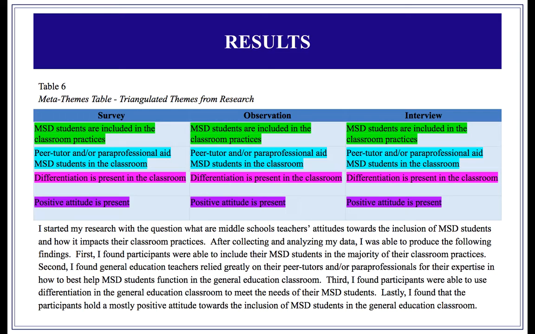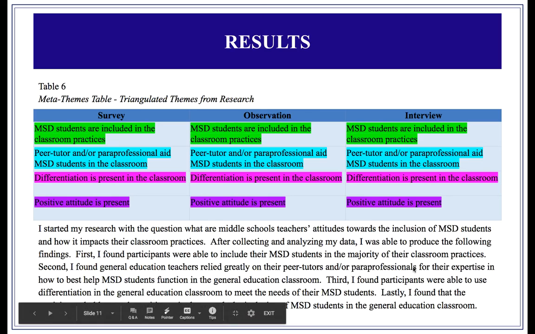Table 6 shows meta-themes that were triangulated from all 3 data sources. Those themes are MSD students are included in the classroom practices. Peer tutor and/or paraprofessionals aid MSD students in the classroom. Differentiation is present in the classroom, and a positive attitude is present. From these meta-themes, I was able to generate findings for my research question.